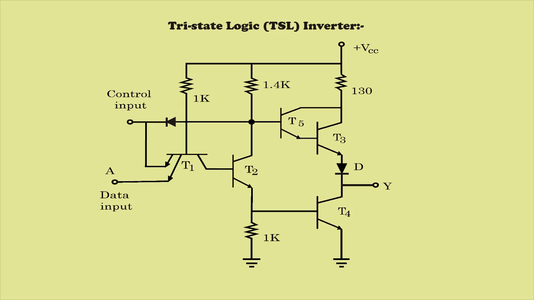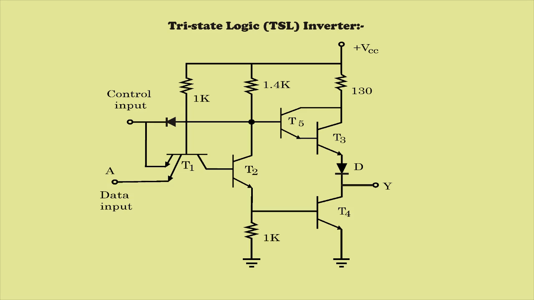There is an additional diode connected here at the collector of transistor T2, and transistor T1 in the TTL NOT gate is converted to a multi-emitter transistor. That means an additional emitter is connected here, and the additional emitter of transistor T1 and the cathode of the diode are commonly connected. This commonly connected terminal is called the control input. Transistor T1's second emitter is connected to the data input.